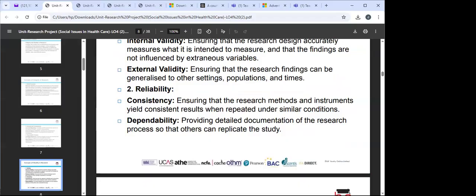Consistency and dependability. Consistency: the research methods and instruments should yield consistent results when repeated under similar conditions. Very important. And then dependability: providing detailed documentation of the research process so that others can replicate the study.